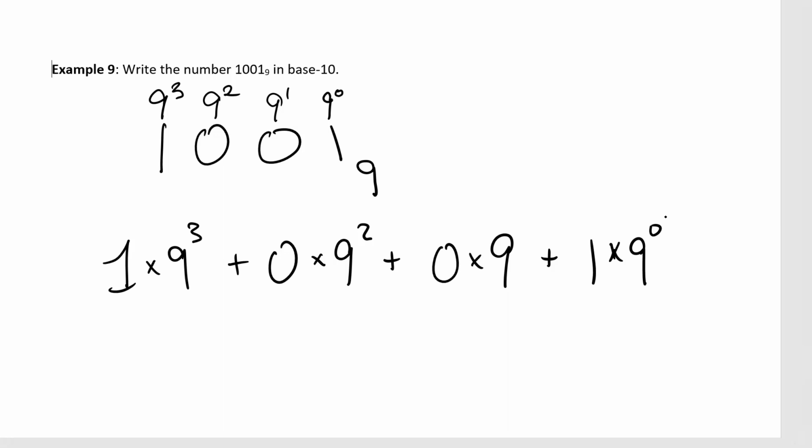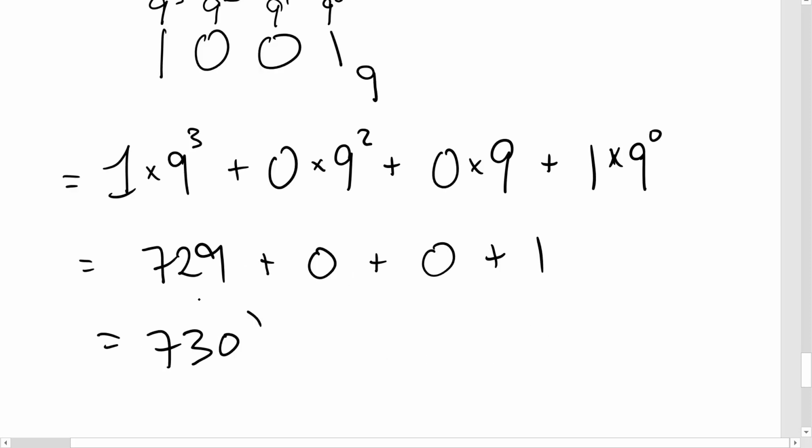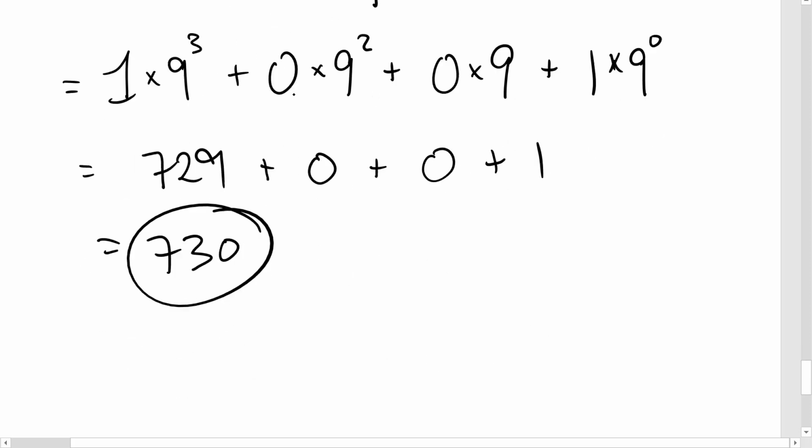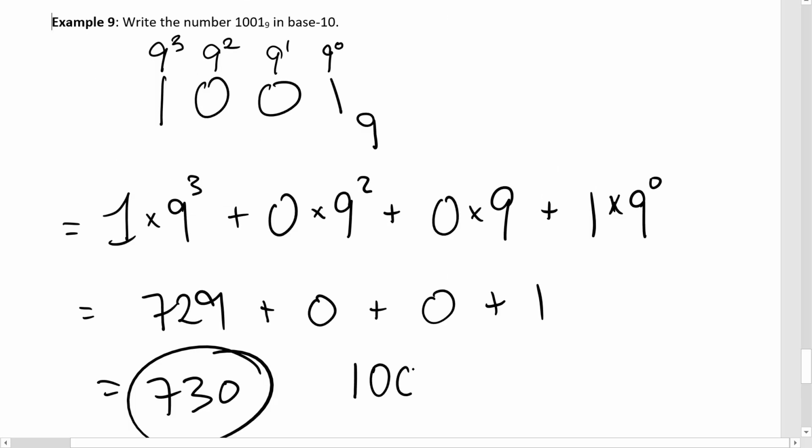9 to the power 3 is 729, so we have 729 plus 0 plus 0 plus 1. So 730. 1001 in base 9 is 730 in base 10.